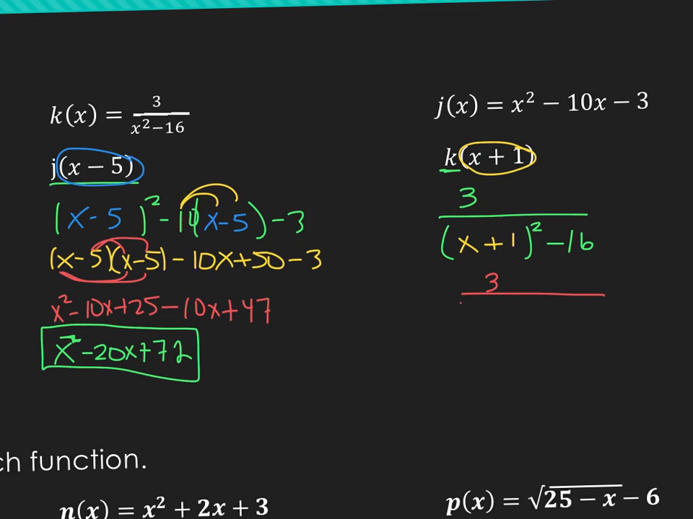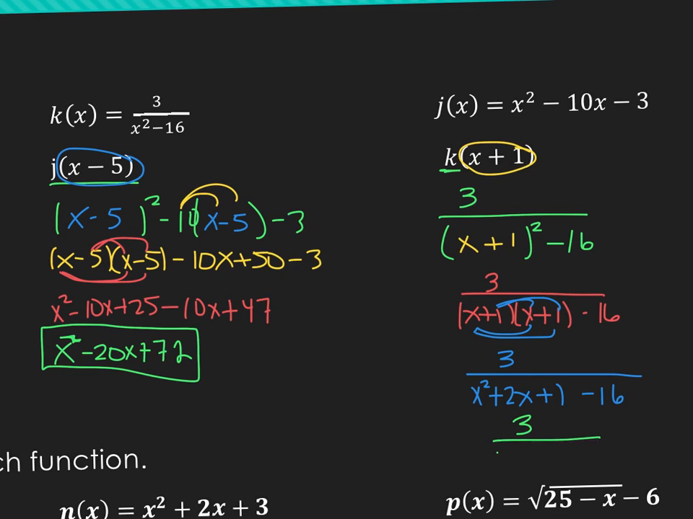So we'll have 3 over, we'll write the x plus 1 twice. And remember, we are going to distribute. So I want to do the first multiply, the outers multiply, the inner, and then the last. Okay, so 3 over x squared plus 2x plus 1 minus 16. All that's left for us to do is to combine like terms in the denominator, which you can only add the 1 and the negative 16. So 3 over x squared plus 2x minus 15. And guess what? You're done. The end.